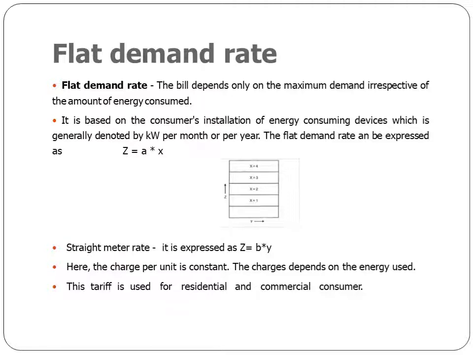The last type of tariff is the flat demand rate. In flat demand rate, the bill depends only on the maximum demand, irrespective of the amount of energy consumed. It is based on the consumer's installation of energy consuming devices, which is generally denoted in kilowatt per month or per year. The flat demand rate can be expressed as Z = A × X, or straight meter rate, which is expressed as Z = B × Y.